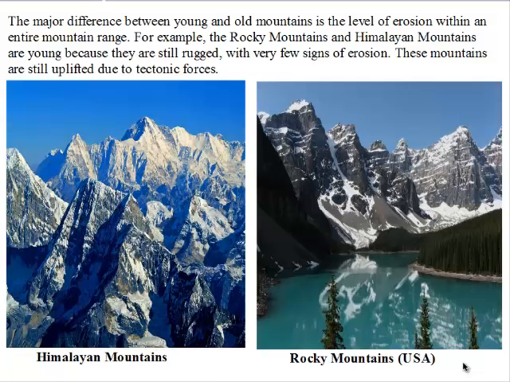Mountains can be classified as young or old. The major difference between young and old mountains is the level of erosion within an entire mountain range. For instance, the Rocky Mountains and the Himalayan mountains are young because they are still steep with very few signs of erosion. These mountains are still uplifted due to tectonic forces.